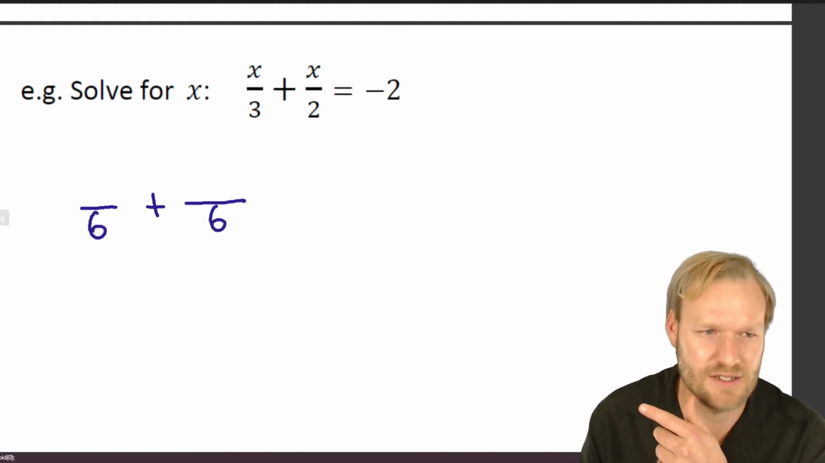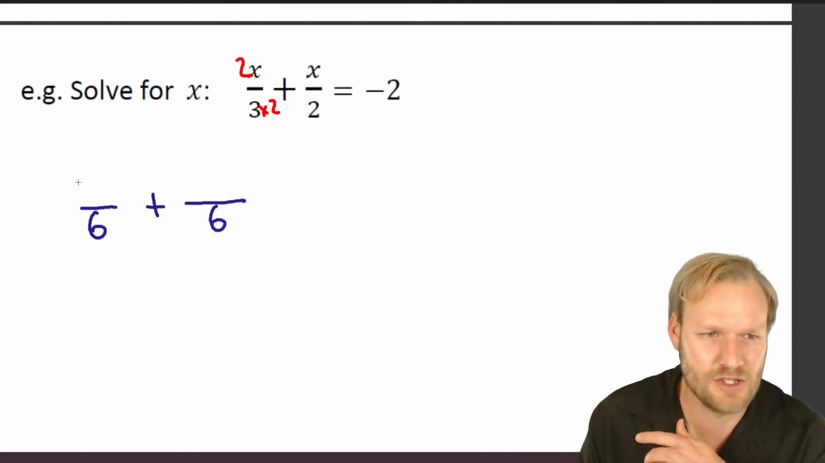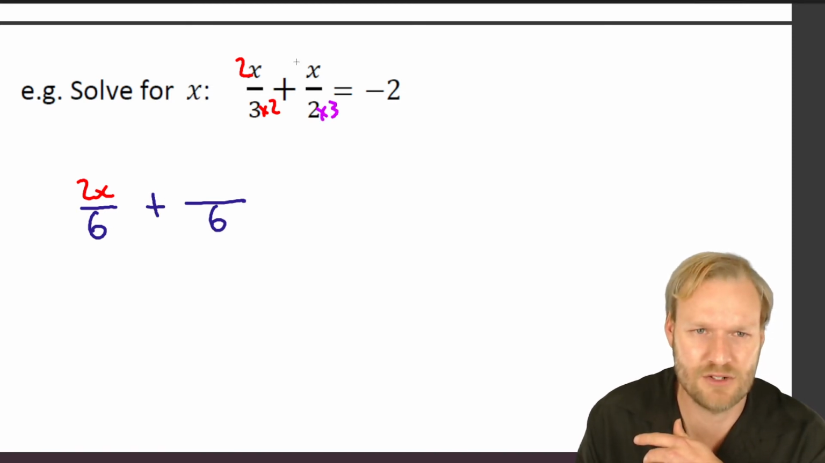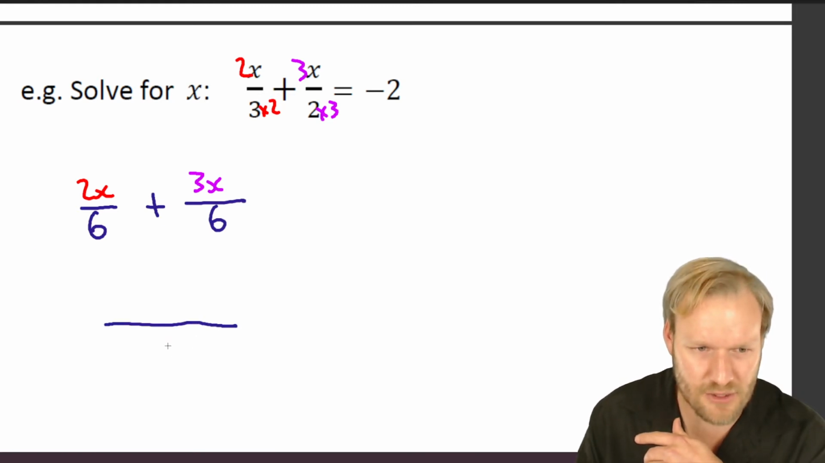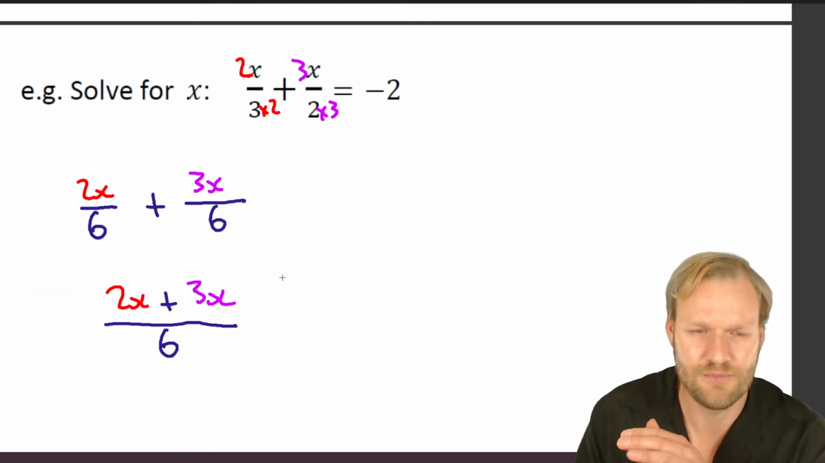So we'd have 6 and 6. So therefore, we'd go, oh, well, we need to multiply that by 2. What you do to the bottom, you do to the top. So therefore, you've got 2x. And for our second fraction, well, times 3 is times 3. So we got 3x. And because the denominators are the same, you can add your numerators, right? Just looking at the left-hand side.